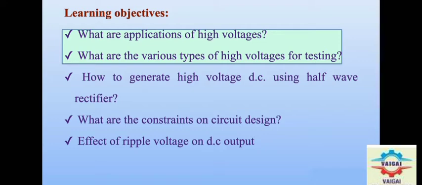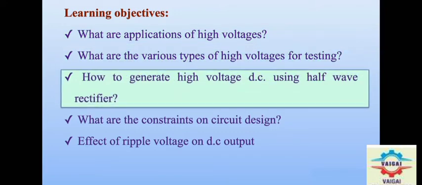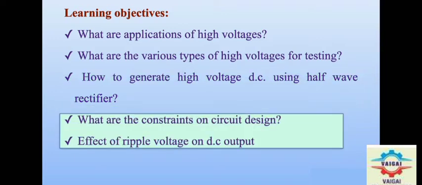Then, how to generate high voltage DC using a half wave rectifier, and also from the full wave rectifier. Then we will see the constraints or circuit design of the half wave rectifier and full wave rectifier. Then the effect of ripple voltage on DC output for both half wave and full wave rectifier. These are the things we are going to see in this video. Let us see one by one.